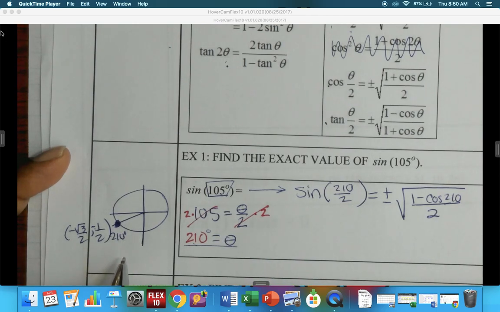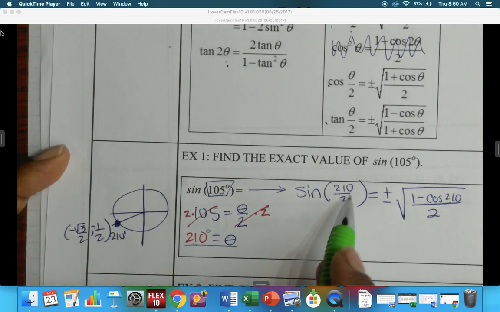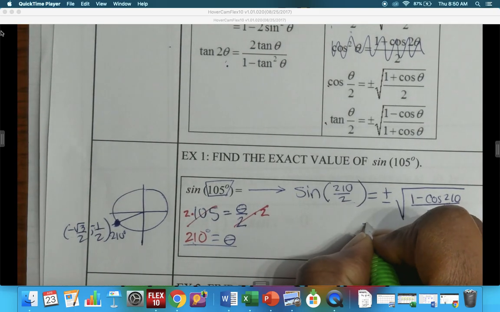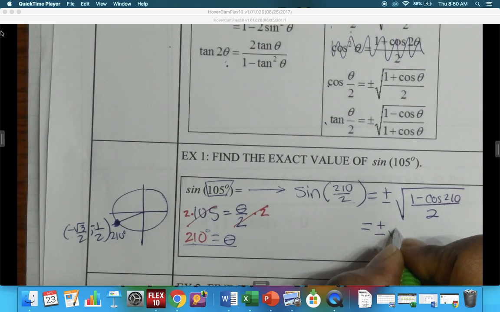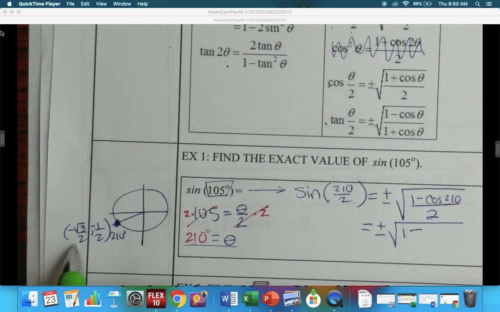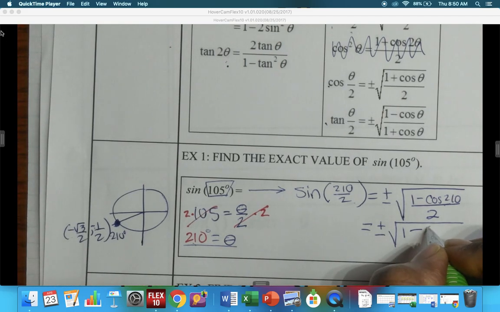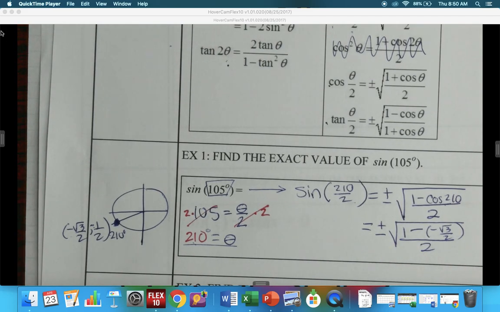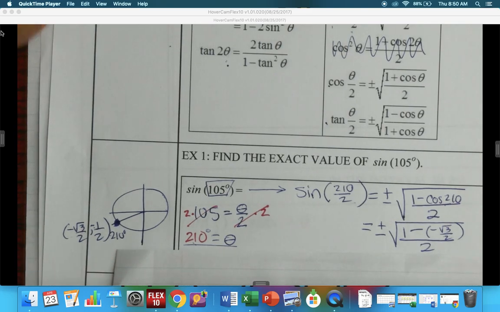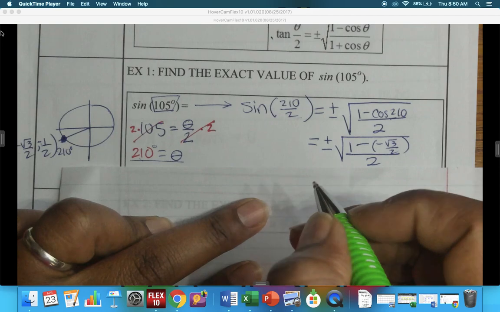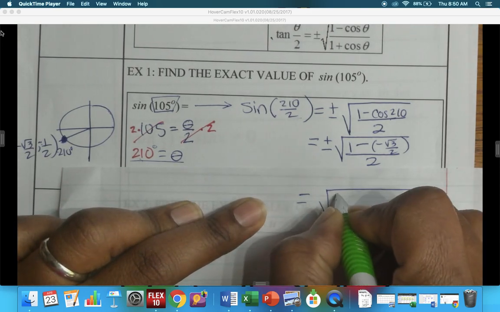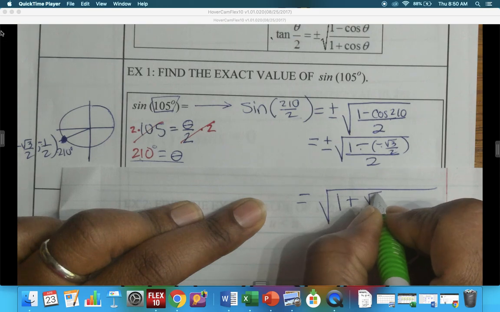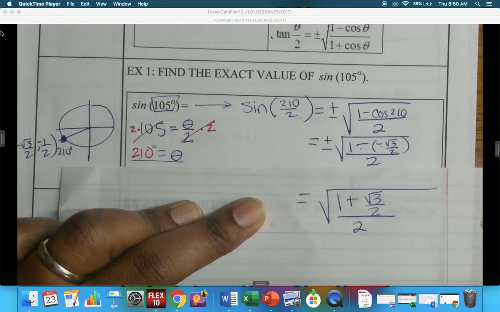I know sine and cosine are negative here. We'll talk about the sine of this guy in a minute. So I have plus or minus, I'll leave that for now. 1 minus cosine of 210, which is negative root 3 over 2, so I'm going to put negative root 3 over 2, divided by 2. Now it's just my job to do a little bit of algebra and simplify. So I have square root of 1 minus, I'm going to put plus root 3 over 2. All of that's divided by 2.